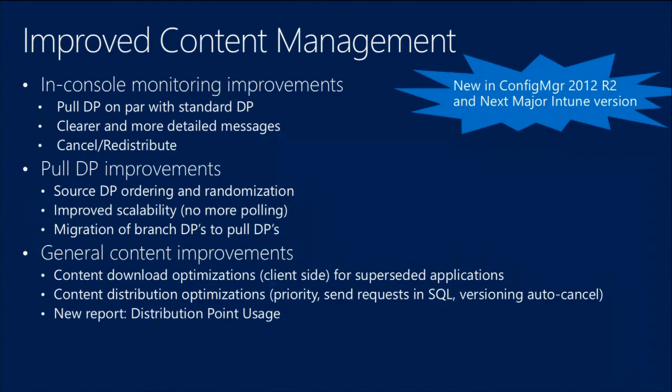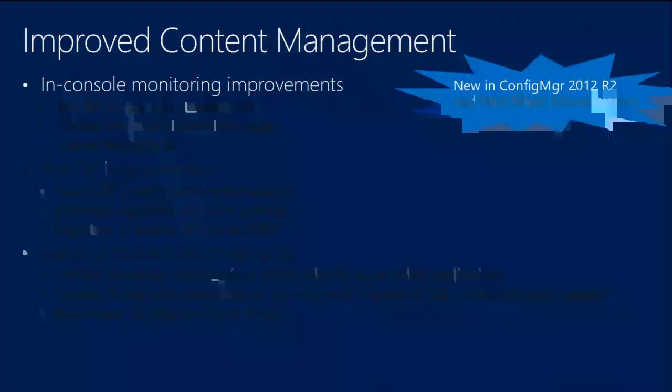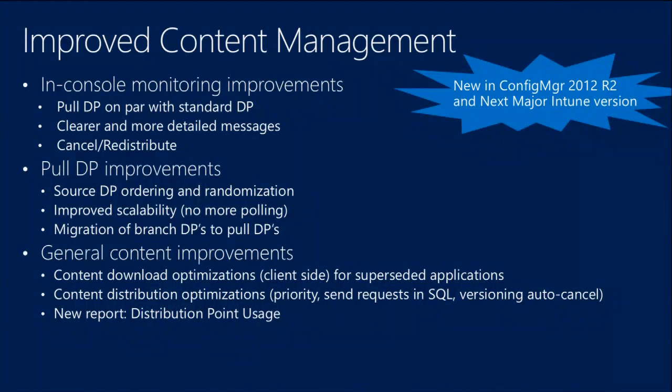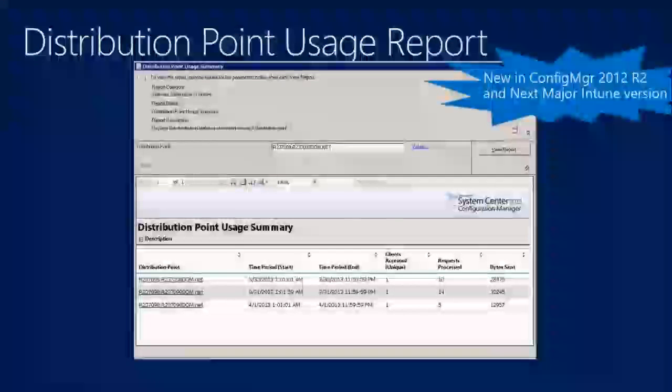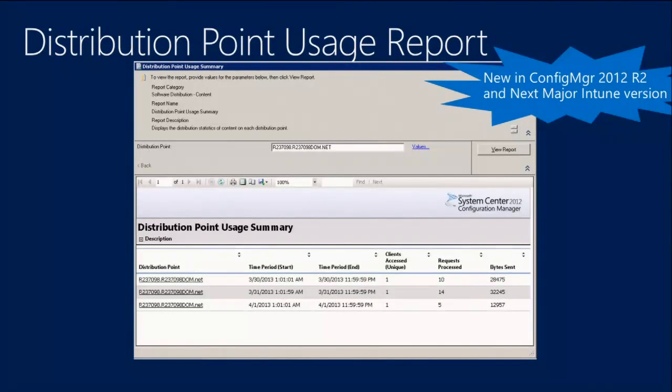Content improvements: we have better optimization for superseded updates, so superseded applications and the differences in the apps, and doing delta downloads for those. Content distributions. One of the cool things we're doing there is that today if you have 100 DPs, and you say, take this content and distribute, we randomly pick the DP we start with. Well, if we pick a really slow DP, you've got to wait for us to distribute to that slow DP, and then it will go to the next DP, and so on.